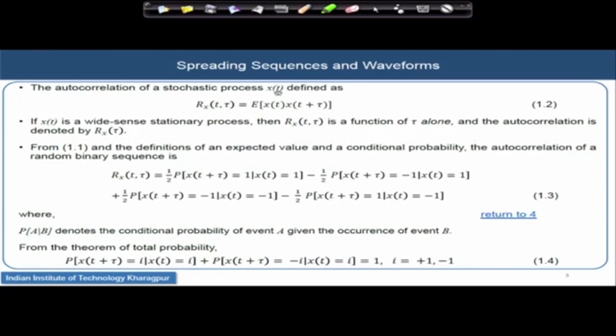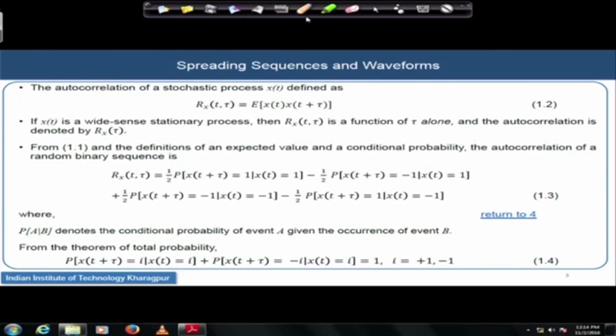Let us start understanding the autocorrelation of a stochastic process. Defined a process x(t), the autocorrelation property R_x(t, tau) will be given by the expected value of x(t) with its delayed version x(t plus tau), where tau is the delay. So, we have a process and its delayed version, and we are taking the expected value of x(t) into x(t plus tau).